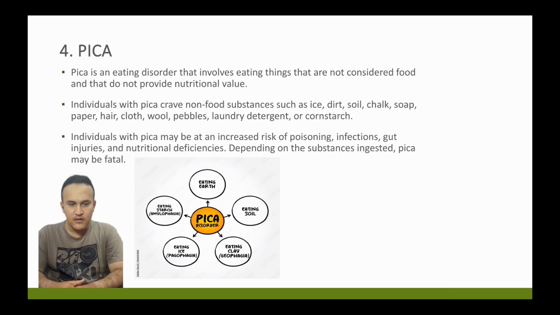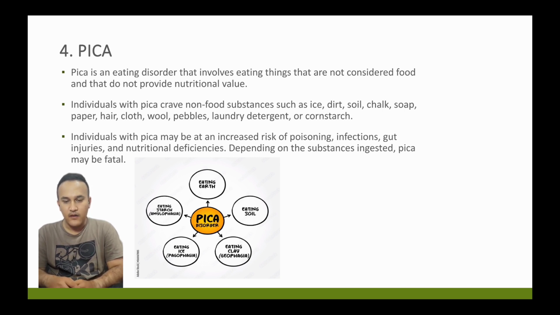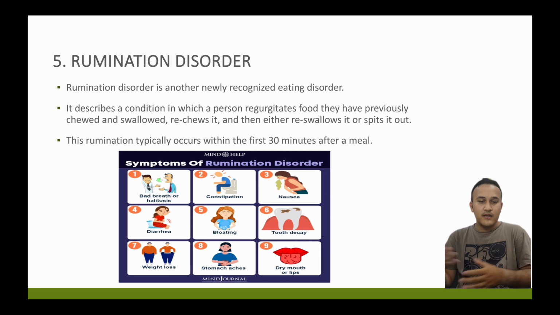Next, number 4, pica. Pica is an eating disorder that involves eating things that are not considered food and that do not provide nutritional value. Individuals with pica crave non-food substances such as ice, dirt, soil, chalk, soap, paper, hair, cloth, wool, pebbles, laundry detergent, or corn starch. Individuals with pica may be at an increased risk of poisoning, infection, injury, and nutritional deficiencies. Depending on the substance ingested, pica may be fatal.